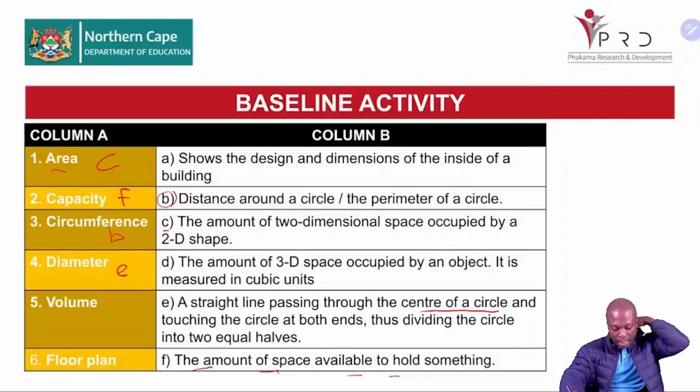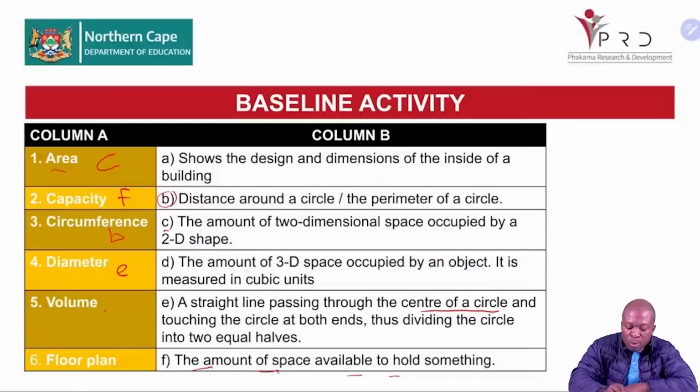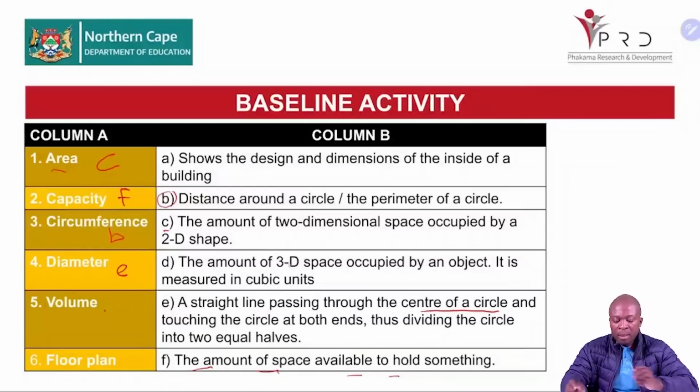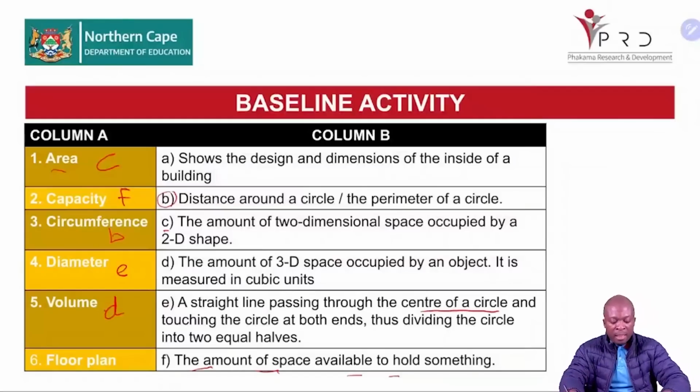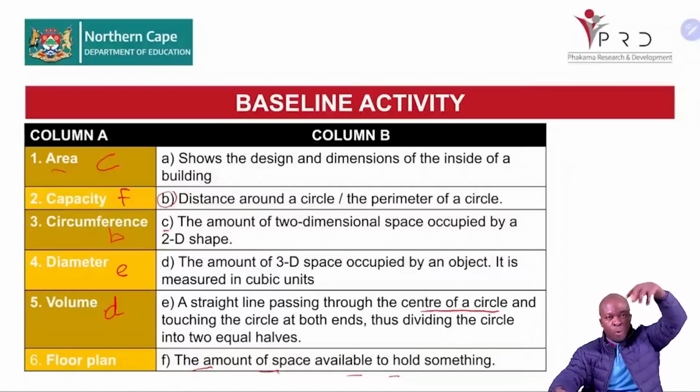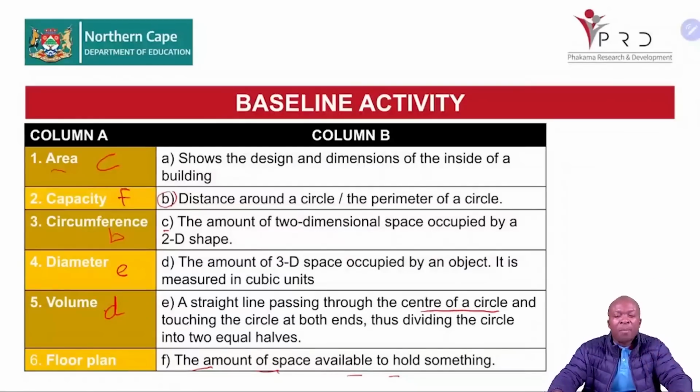All right, then let's have the others. We are talking of volume. So when we see volume, we are talking of the amount of 3D space occupied by an object. So volume is our D. And then the last one will be our floor plan. Whenever you see floor plan, the examiner is asking you to explain floor plan. You will just say it shows the design and dimensions of the inside of the building. Or you can say it's as if you are looking at the building from the top without the roof. We are talking about floor plan.